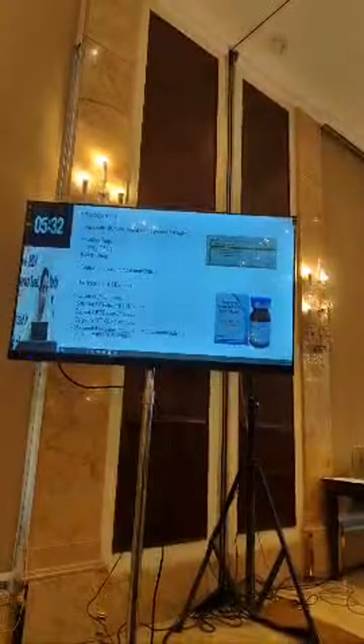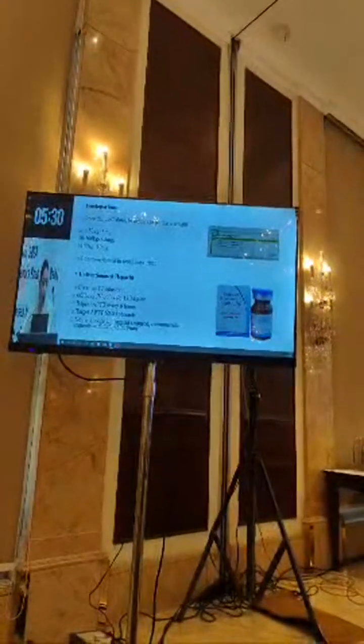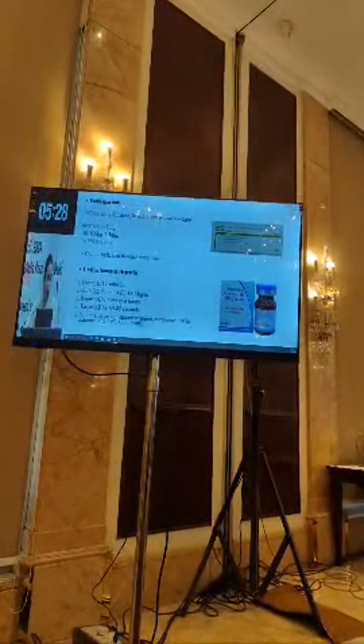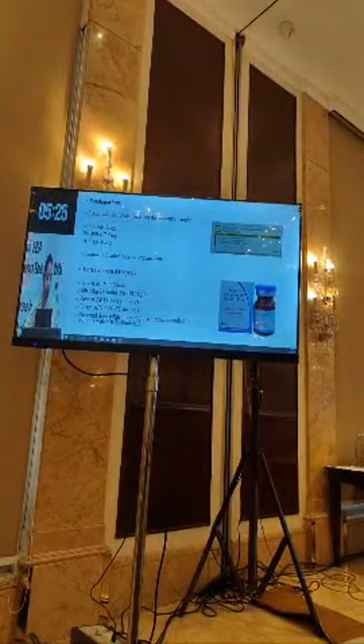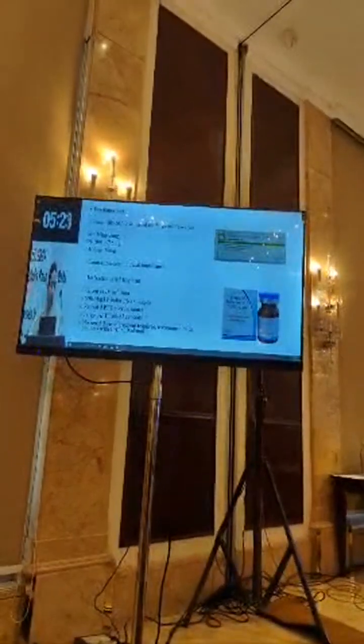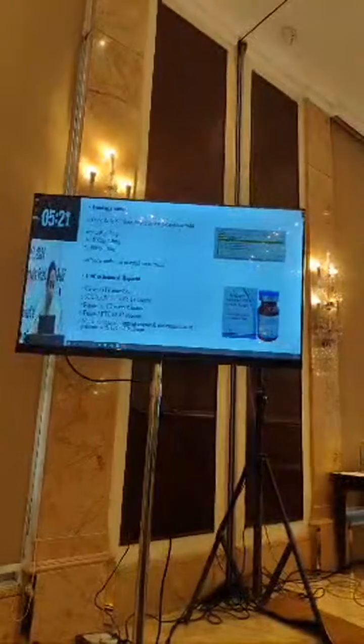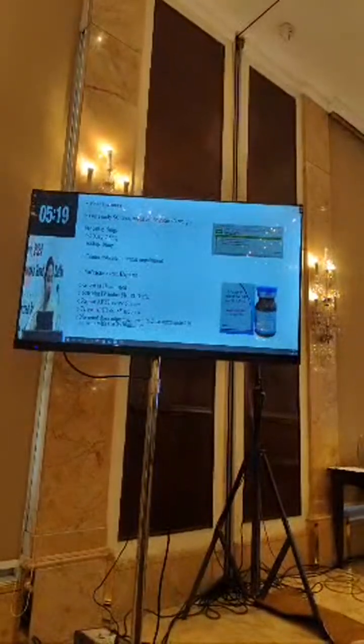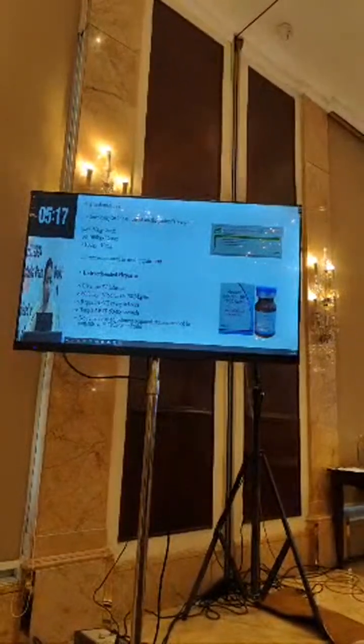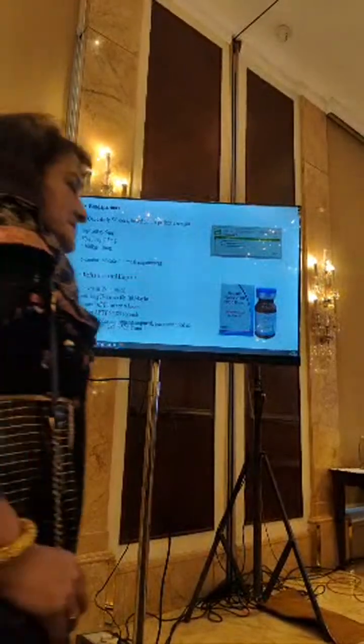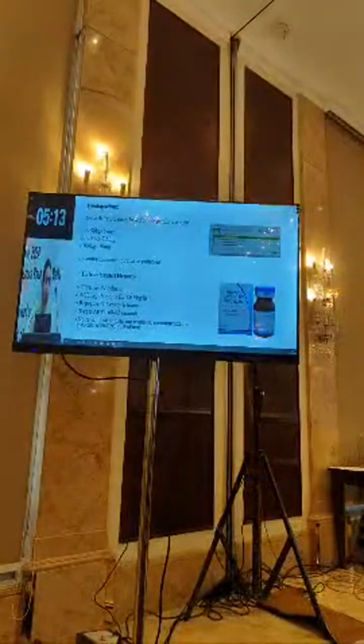Fondaparinux is given as a once daily dose based on the patient's weight. Weight less than 50 kg, the dose is 5 mg per day. 50 to 100 kg, 7.5 mg per day. And greater than 100 kg, 10 mg per day. Fondaparinux is contraindicated in renal impairment. The benefit of these drugs over unfractionated heparin is less intensive monitoring.